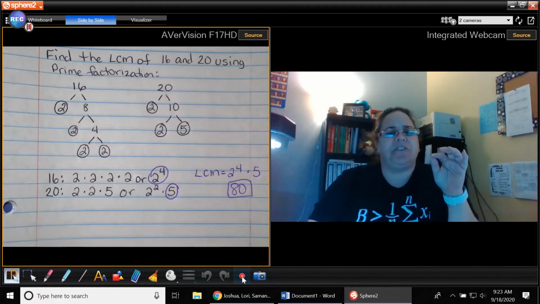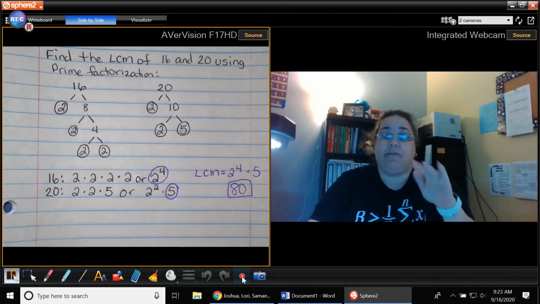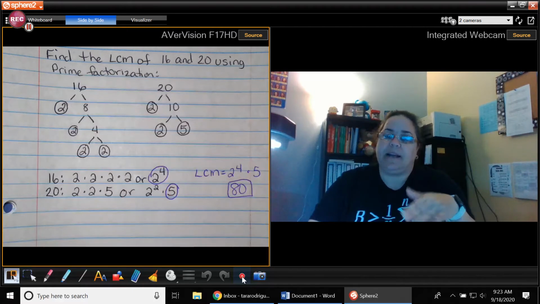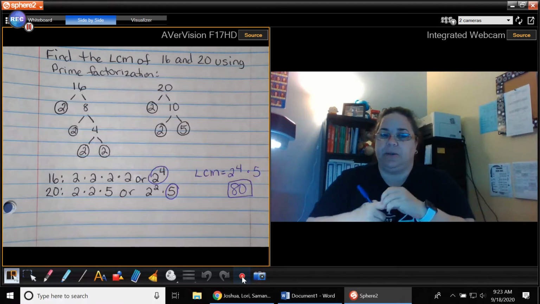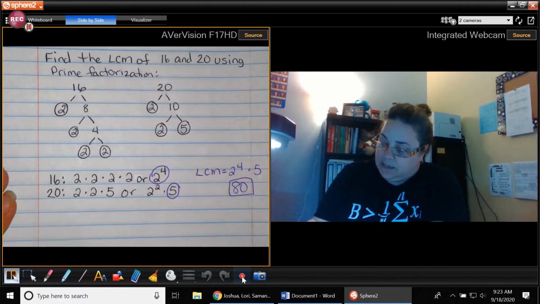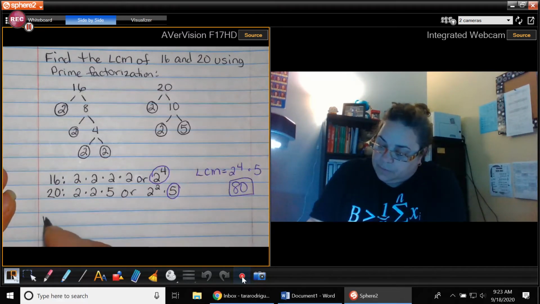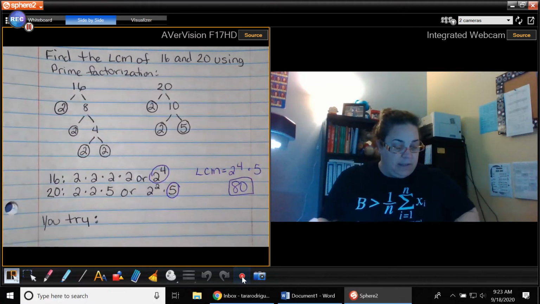Okay, so I understand that this one seems a little bit more confusing for you at first, but in the long run it might actually be easier, especially when we get into working with more than 2 numbers. So eventually you're going to be doing this with more than 2 numbers, and then it will be a little easier to use prime factorization. But let's go ahead now, and you're going to practice. I'm going to give you some problems for you to practice with.